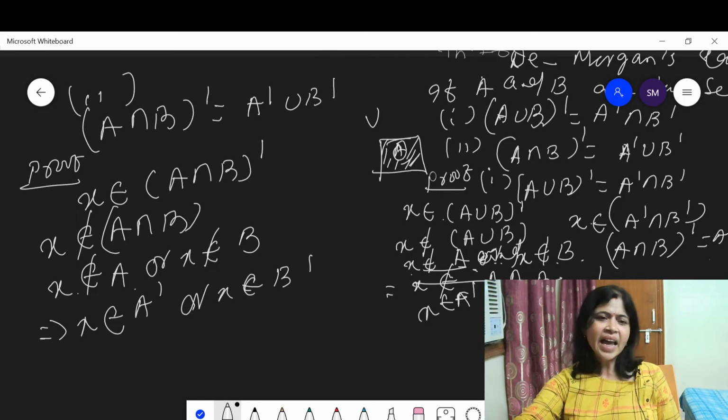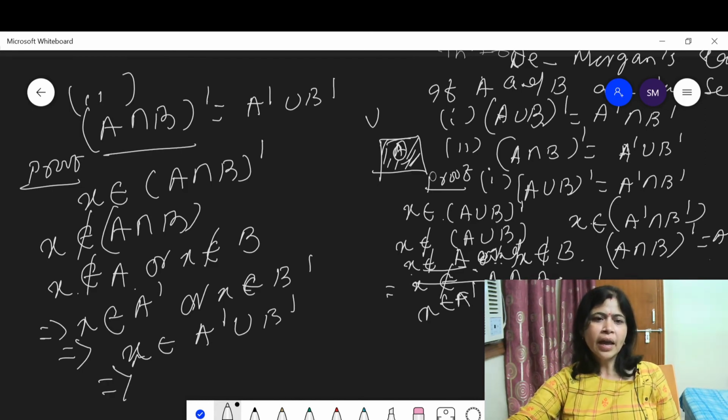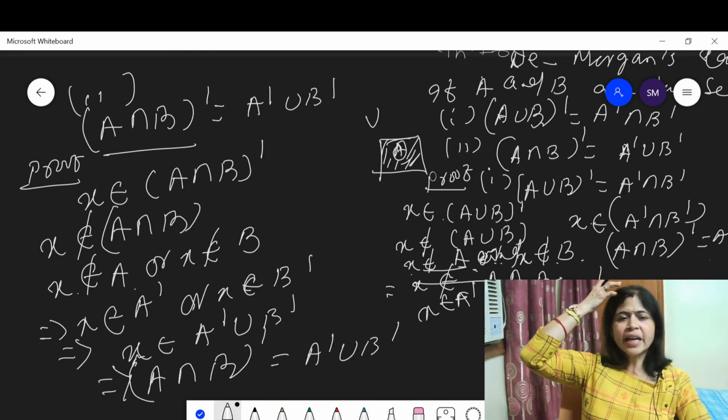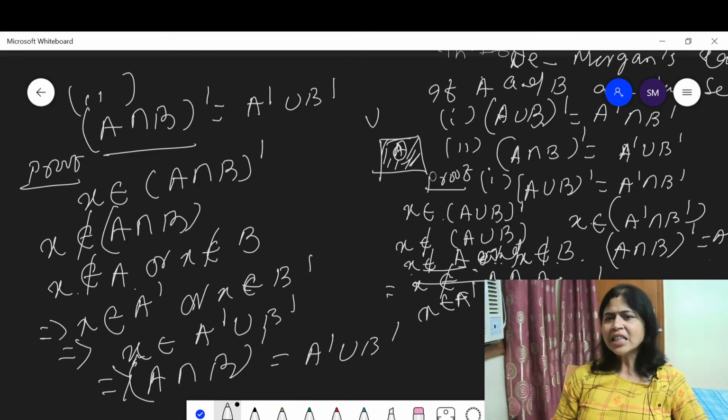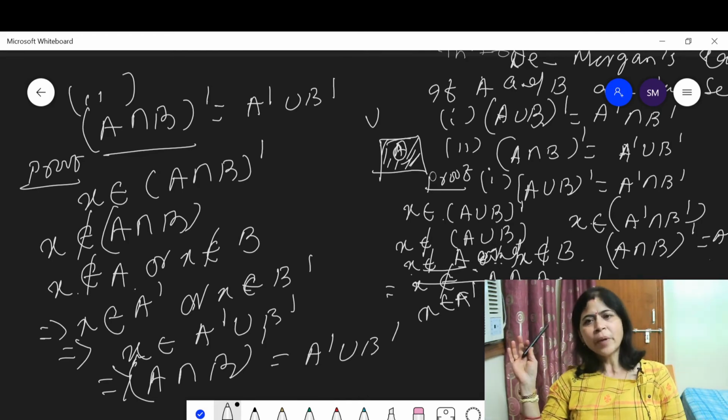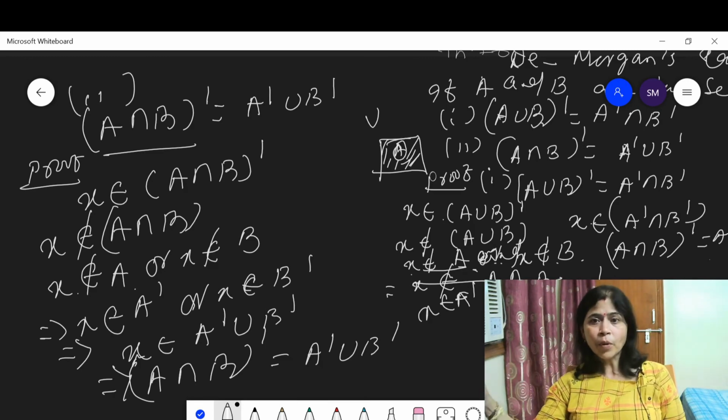Here X belongs to A dash or X belongs to B dash. This implies that X belongs to A dash union B dash. Hence we prove A intersection B dash is equal to A dash union B dash. This is the second part of De Morgan's law. Students, De Morgan's law is very important. You apply it in your problems.